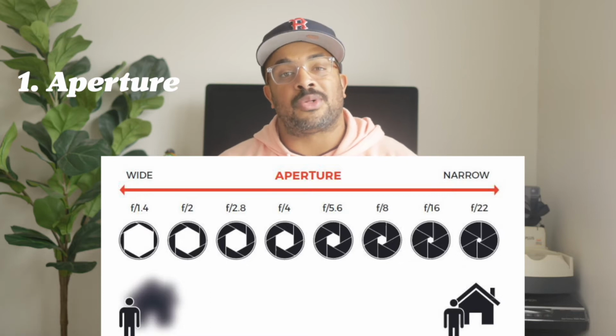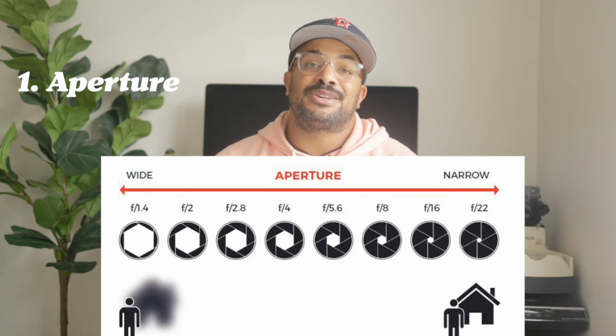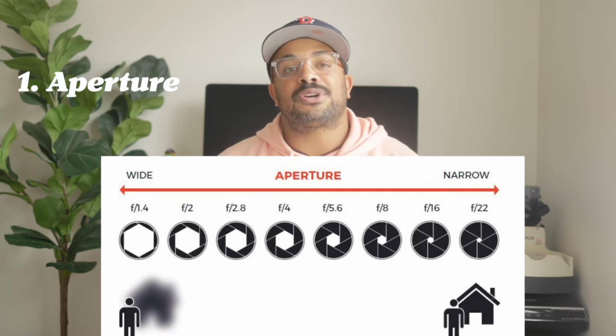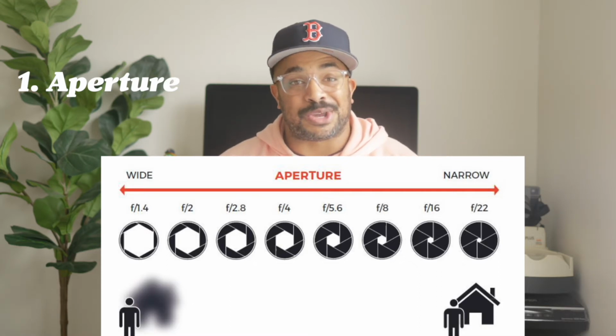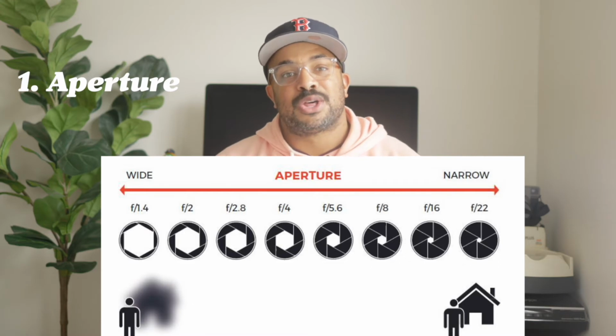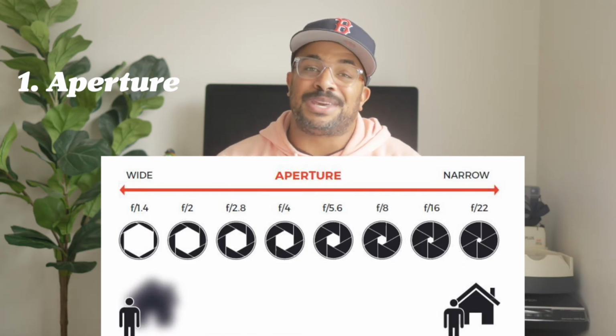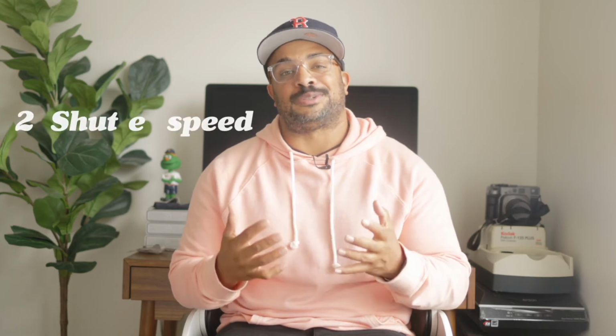The bigger the hole, the more light that enters the lens. The smaller the hole, the less light that enters the lens. The aperture also would determine how blurry your background is in your photograph. The word for that blur is what we call bokeh, but that will be for a different video for a different time. The second thing that we need to discuss is shutter speed.